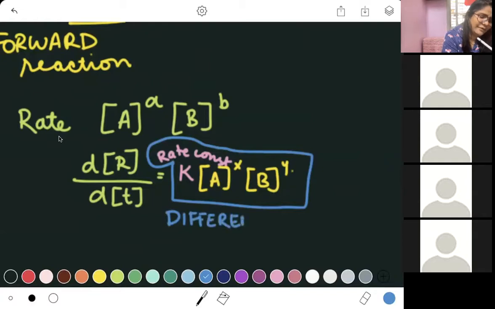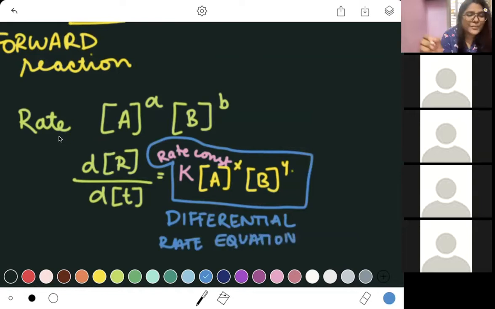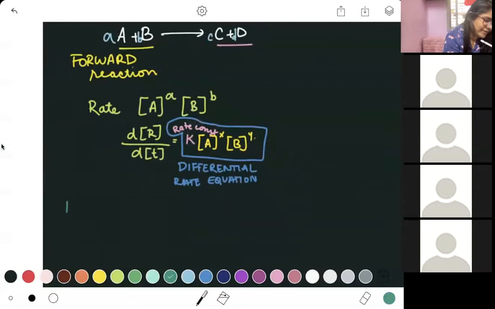Differential rate equation. Right now, this is a very important concept, because using this particular rate equation, you can find out certain things about your chemical reaction. This particular thing can also be referred to as the rate law. So I'm just going to write this over here, something which is called your rate law.